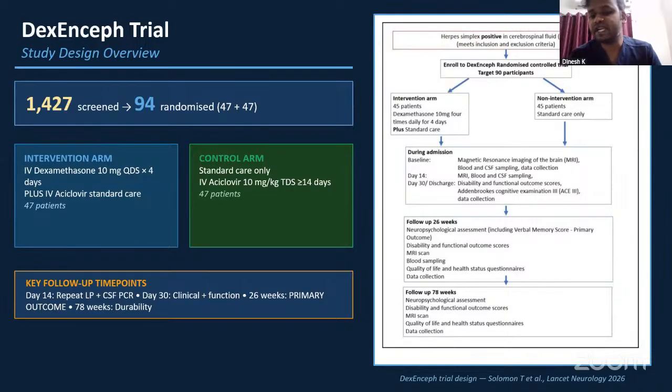The other outcomes they were interested in were the safety or adverse effects of dexamethasone, and also the relapse of HSV encephalitis. These are some of the important outcomes they were interested in. We will see in detail about the primary and secondary outcomes as we move forward.